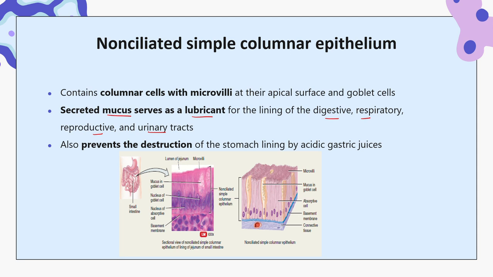Also, it prevents the destruction of the stomach lining by acidic gastric juices, as it secretes mucus on the lining of the stomach. So it will protect the lining of the stomach from the gastric acid juices. So the examples we have seen: non-ciliated simple columnar epithelial tissue is present in the digestive, respiratory, reproductive and urinary tract.